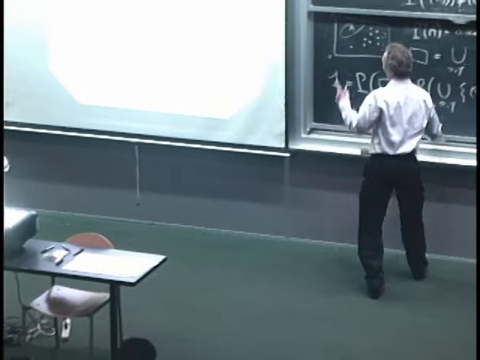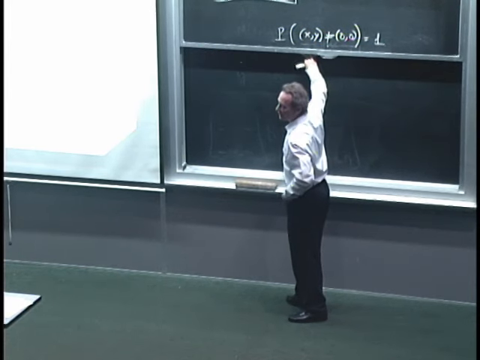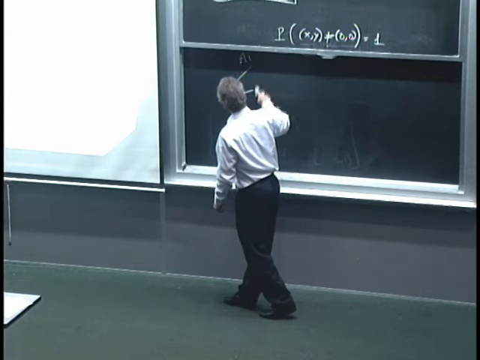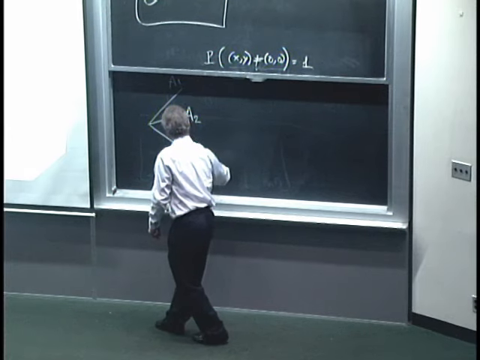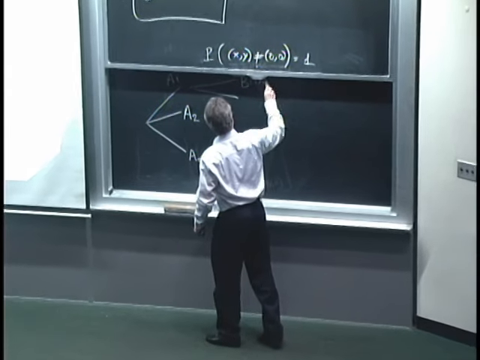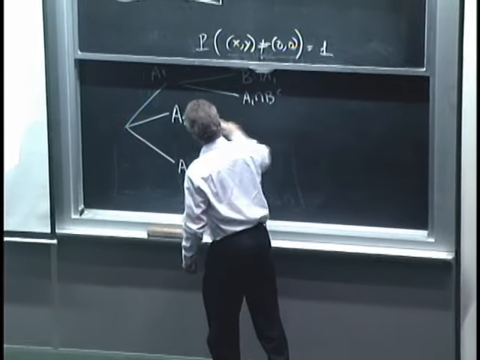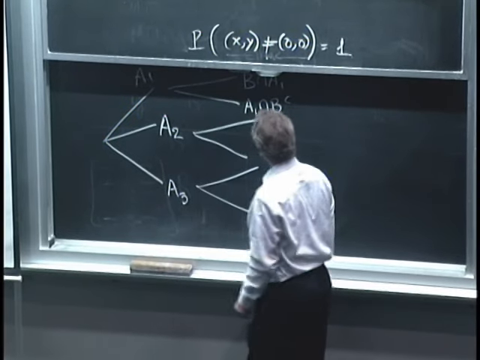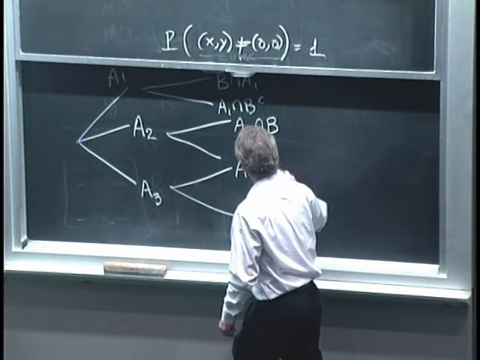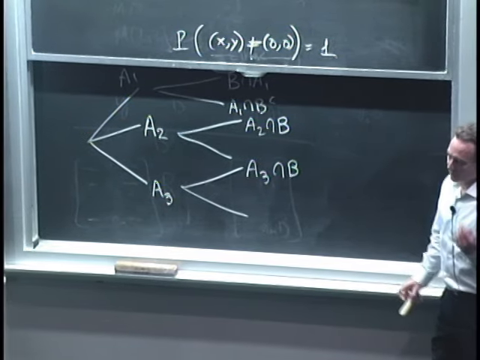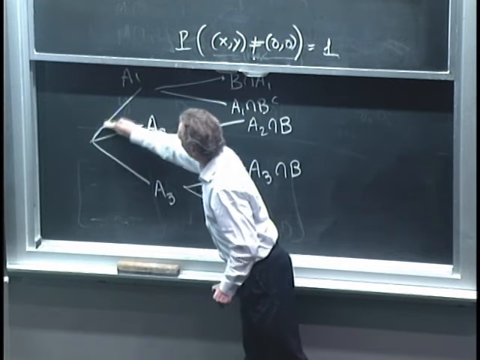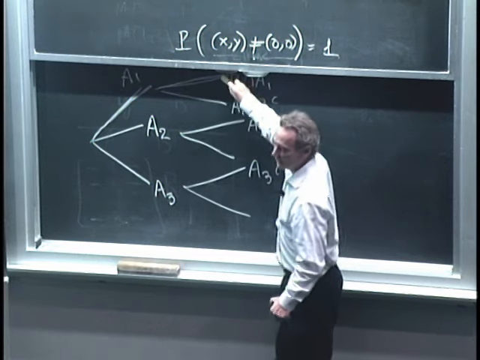What's happening in this example is perhaps easier to visualize if I go back to the picture I was using before. We have three possible scenarios, A1, A2, A3. And under each scenario, B may happen or B may not happen. And so on. So here we have A2 intersection B, and here we have A3 intersection B. In the previous slide, we found how to calculate the probability of any event of this kind, which is done by multiplying probabilities here and conditional probabilities there.